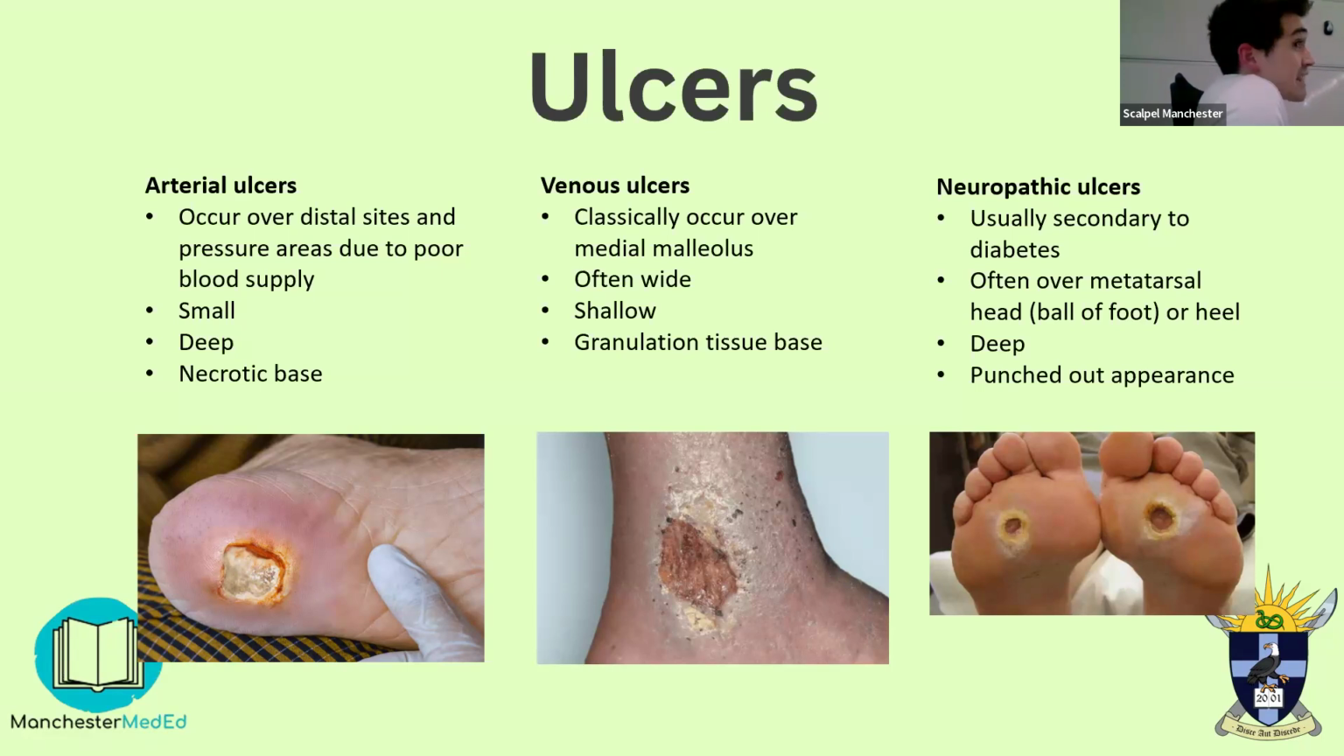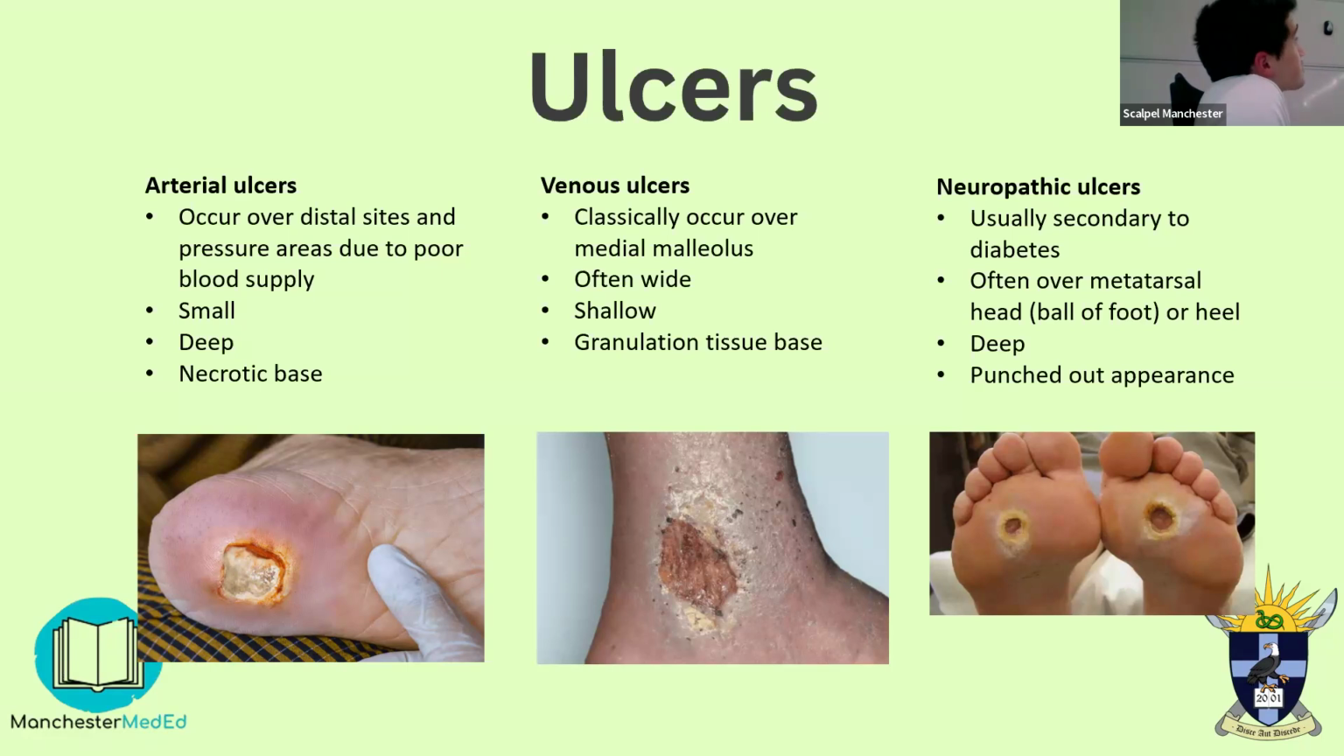So they classically occur in the gaiter region, which is basically the medial thigh, medial malleolus, essentially where you get them. And they are wide, shallow, and do have this granulation tissue base because the white cells that need to form that granulation tissue can still get there because you don't have an arterial problem. The problem is from chronic venous disease, which we'll get to later.